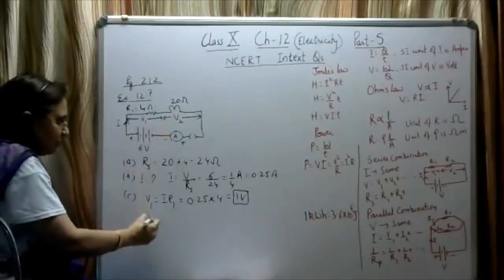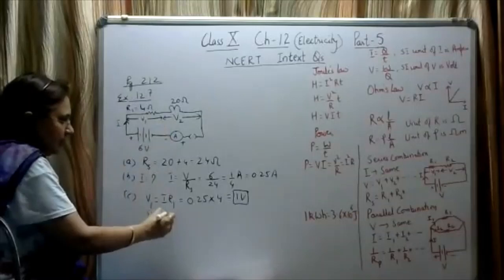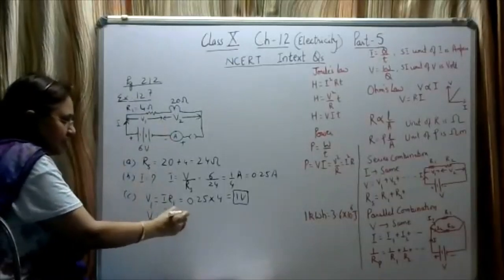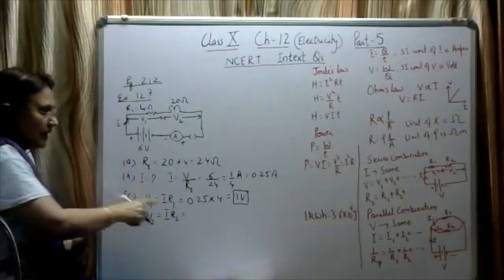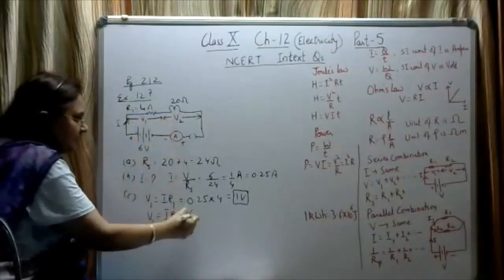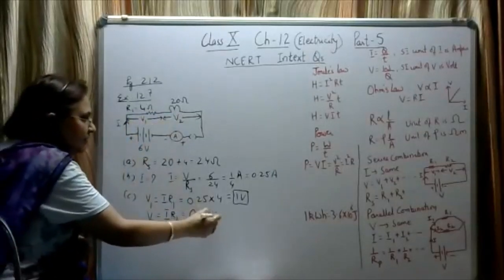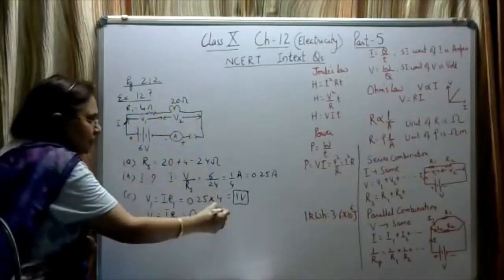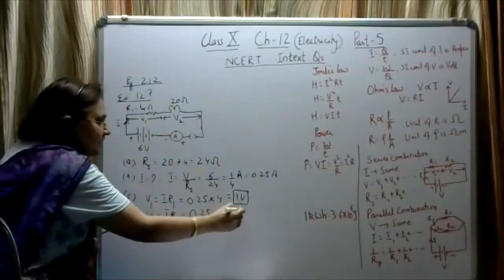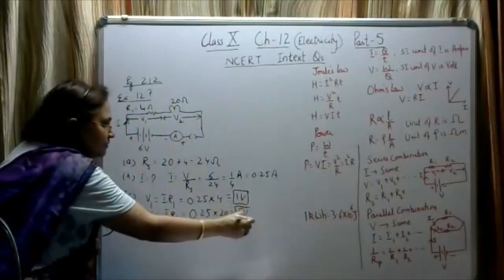Now let's find out the potential difference across the lamp. V2 is equal to I into R2. Okay, current flowing through each of them is the same. So 0.25 into R2, here R2 is 20 ohms. That is, it is equal to 5 volts.